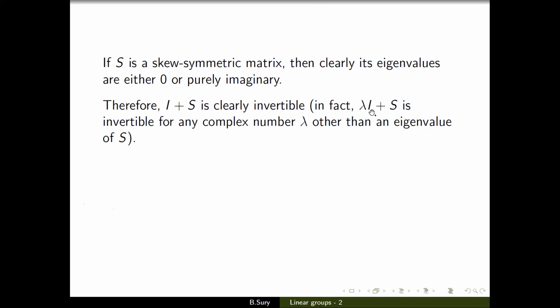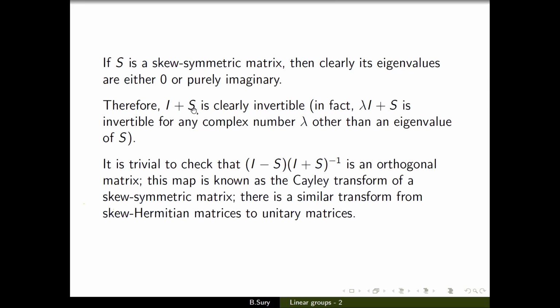So in fact, you can say when it is not invertible, namely, suppose the eigenvalues of S are purely imaginary and lambda equals minus of that. So lambda equal to the eigenvalues of minus S will give non-invertible, otherwise it's always invertible. So now, once you know that for a skew symmetric matrix this is invertible, you look at this matrix. Remember, I minus S and I plus S will commute as matrices. So you can easily use that to show that this is an orthogonal matrix. This is a trivial exercise. So given any skew symmetric matrix, this matrix is in ON.